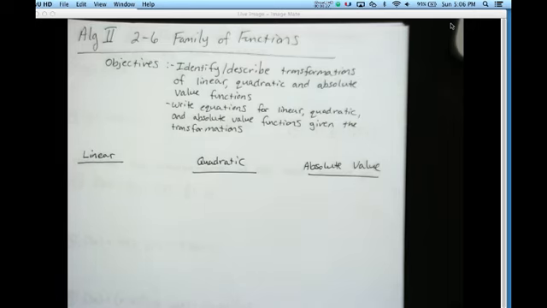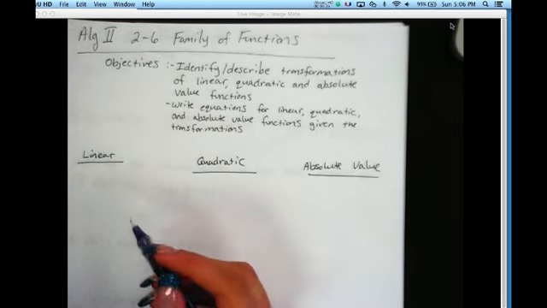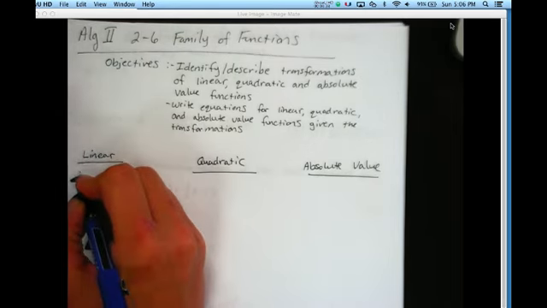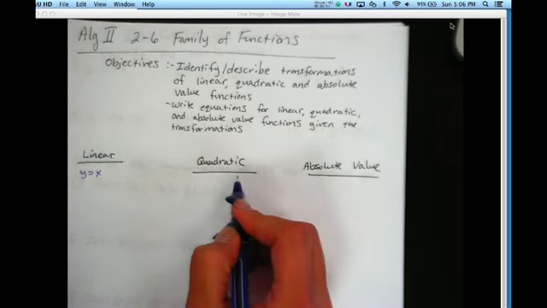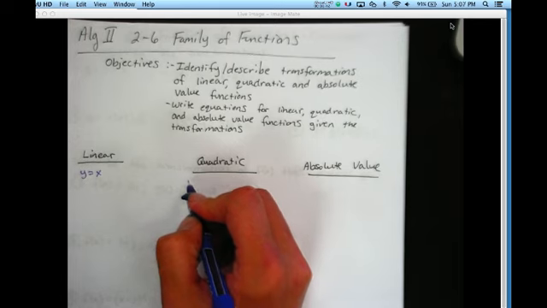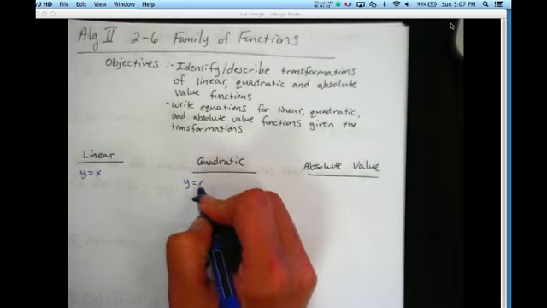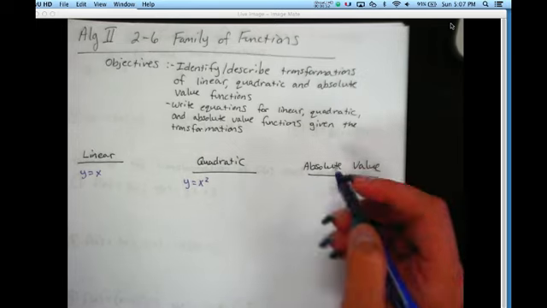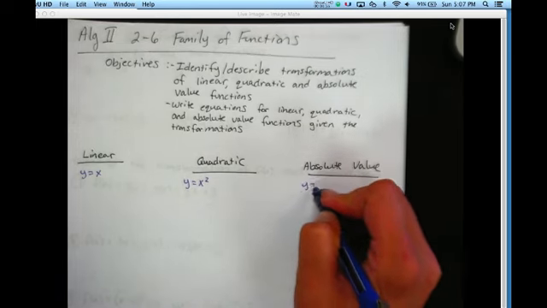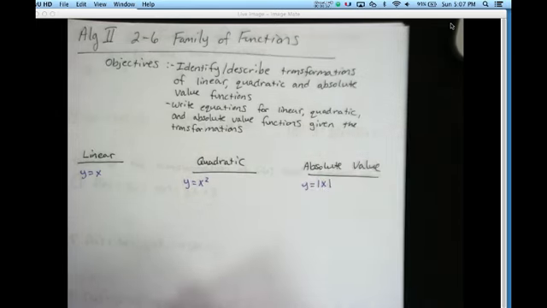So now when we are talking about families of functions, family is just referring to the broad set of functions. The three that we're going to be talking about: linear, so the parent function for that would be y equals x. The next family would be quadratics, so our parent function would be y equals x squared. And then our absolute value family, the parent function would be y equals the absolute value of x.